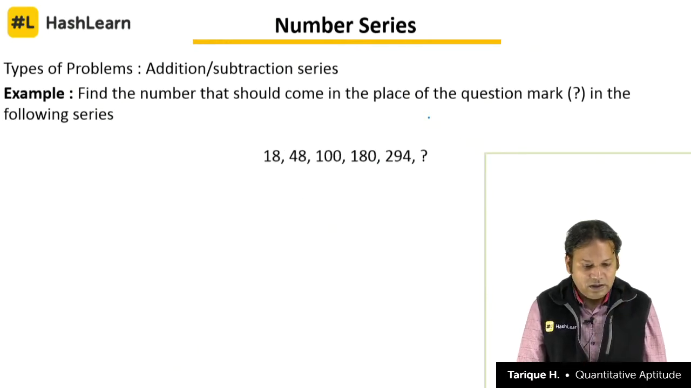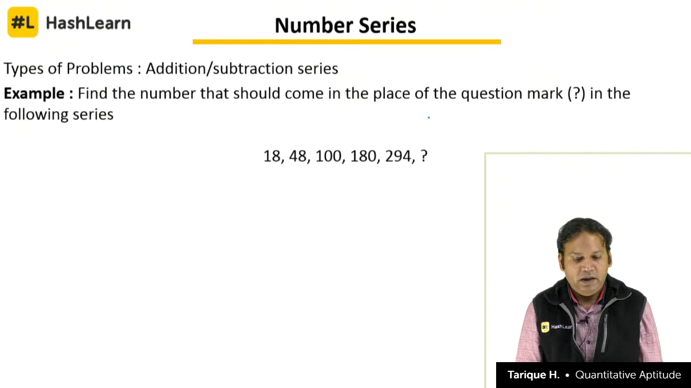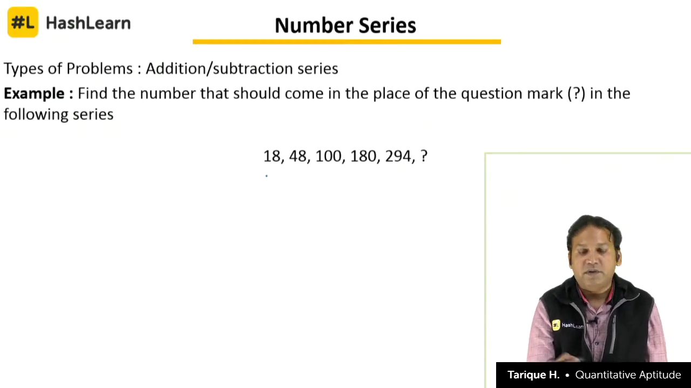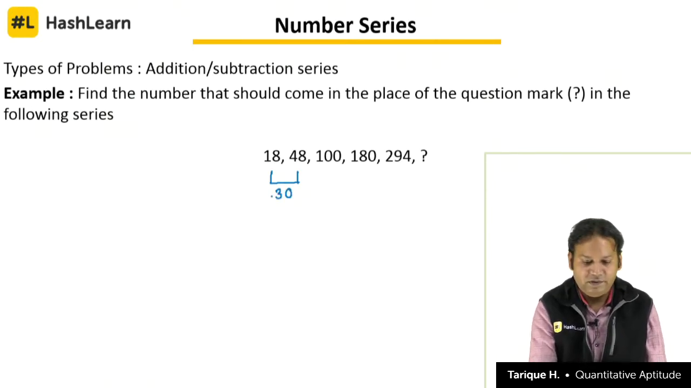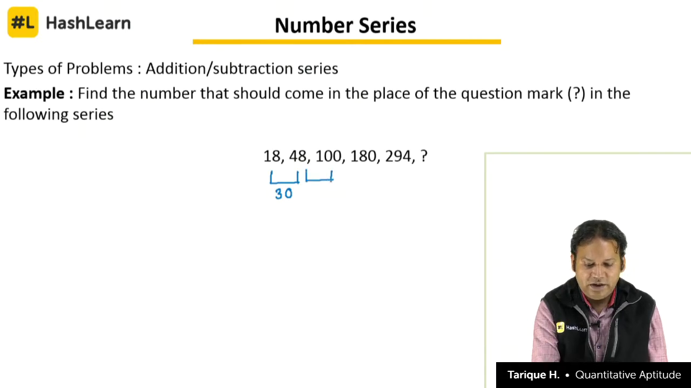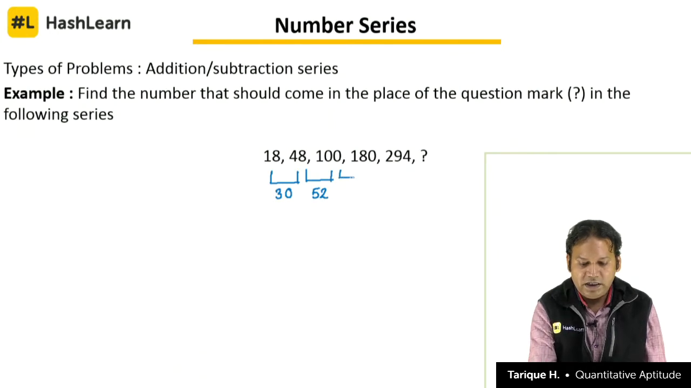Okay. Now let's look at the third question here. 18, 48, 100, 180, 294, what will be the number in the place of the question mark? So what do we do? We start finding the series difference. 18 and 48, what is the difference? 30. Clear? First difference we have got. Now 48 and 100, the difference is 52. 100 and 180, the difference is 80.